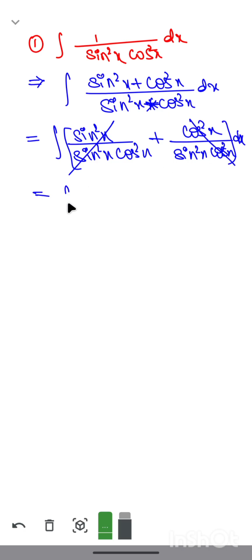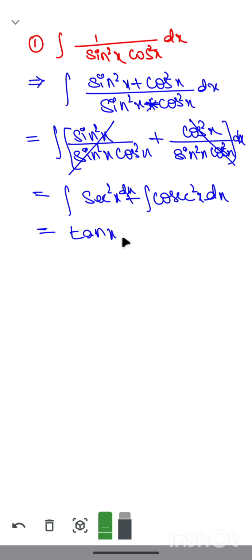What is left? Remaining is integration of 1 by cos square x, which is nothing but secant square x, plus integration of 1 by sin square x, which is cosecant square x, into dx. Now when I find the integral of these two terms, what is integration of secant square x? It is nothing but tan x. Integration of cosecant square x is nothing but minus cot x. Accordingly we get tan x minus cot x plus c as the final answer.